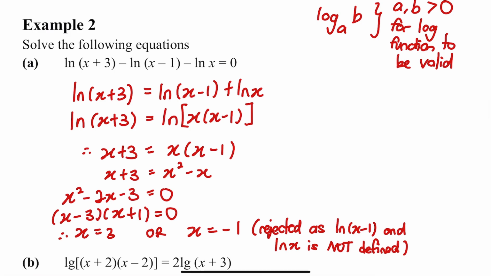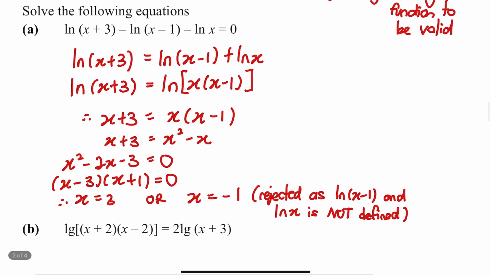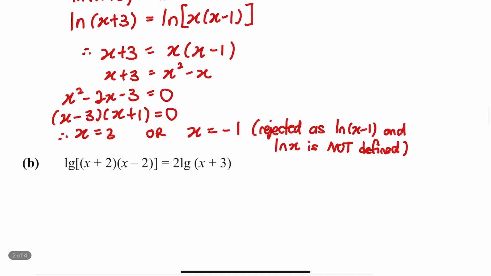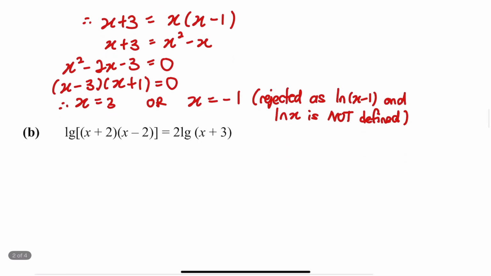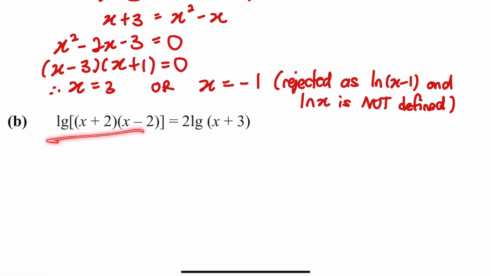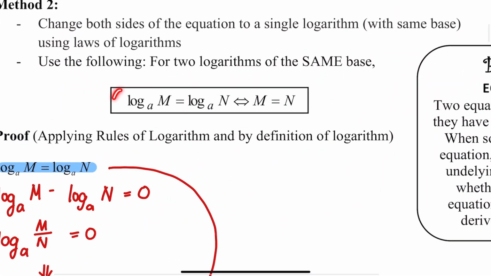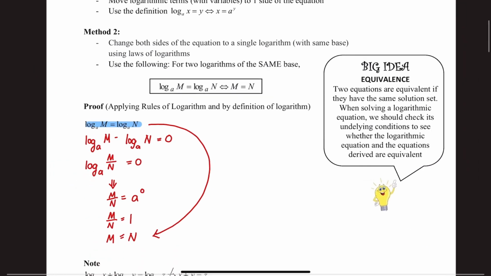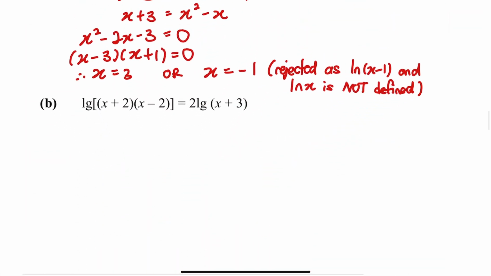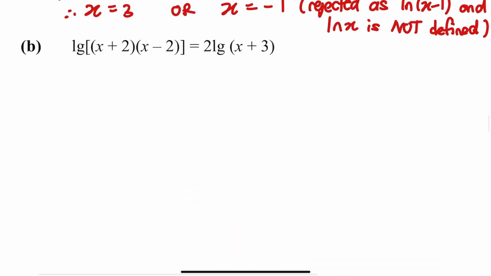Now let's look at part B. Part B, same concept. Take note that I must have one log function on the left and right side. But one important part which you may not have noticed as well is that the coefficient of your log must be 1. So if I look at example 2b, before I can compare this, I note that this coefficient here is not 1. So by the power law, I can bring up this 2.